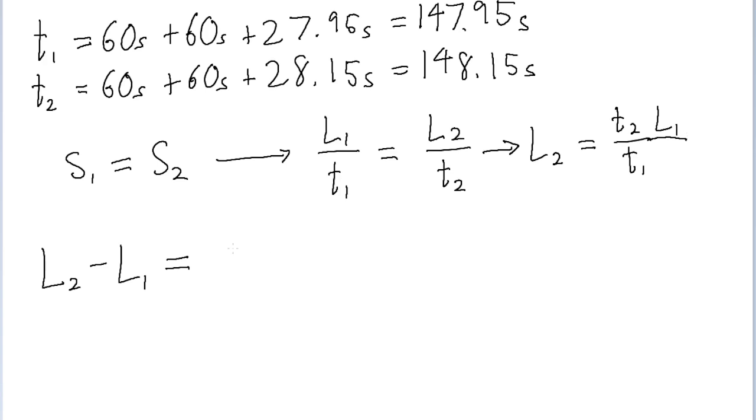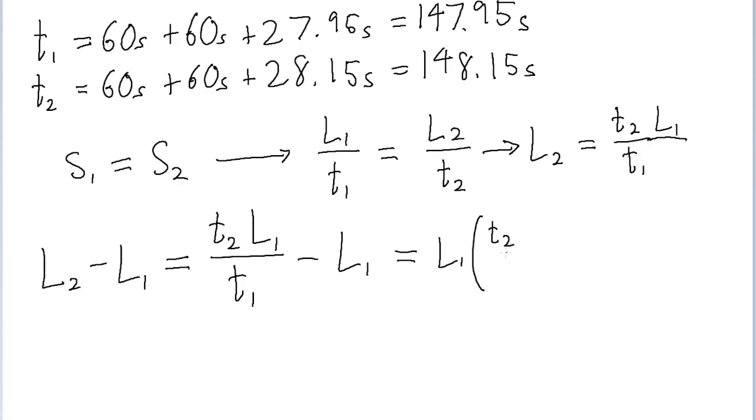So let's plug that in for our equation for the distance. So L sub 2 minus L sub 1 is now equal to, instead of L sub 2, we're going to write T sub 2 L sub 1 divided by T sub 1 minus L sub 1. And to simplify this equation a bit, I'm going to factor the L sub 1's out of a parentheses. So this becomes L sub 1 multiplied by T sub 2 divided by T sub 1 minus 1.